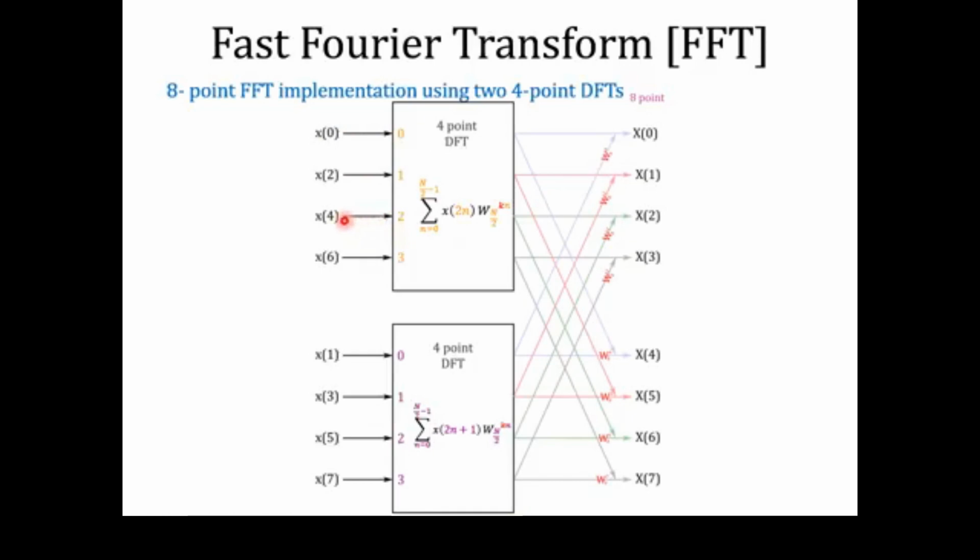So the first sequence will contain x of 0 and x of 4 while the second sequence will contain the odd index values, which are 1 and 3 index values. So the second sequence will contain x of 2 and x of 6. Similarly, if you split this sequence into two sequences containing even and odd index sample values respectively, then the first sequence will contain x of 1 and x of 5 while the second sequence will contain x of 3 and x of 7. So let's see how we can implement the 8-point FFT structure using these 4 2-point DFTs.